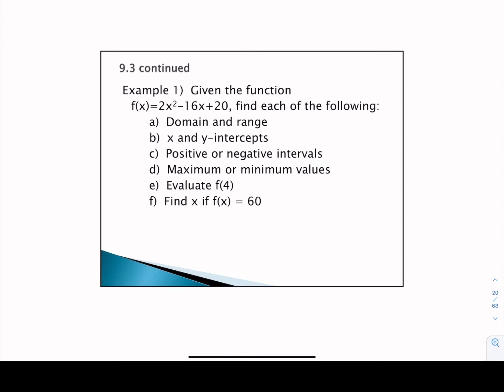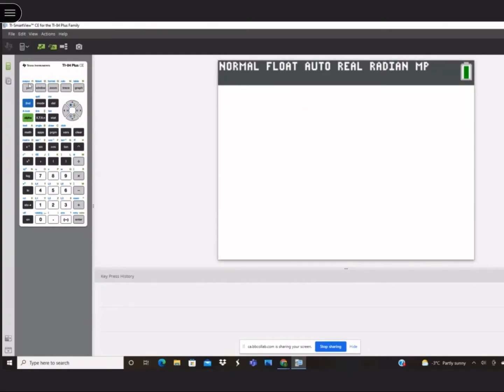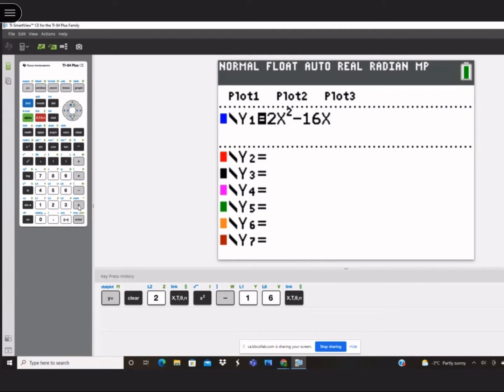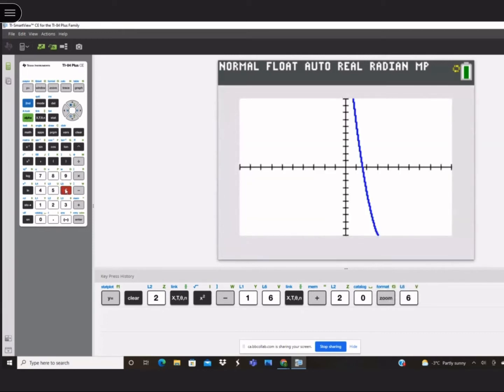Okay, so the function we want to graph is y equals, and I'm going to clear this old function out of here. So we've got y equals 2x squared, so 2x raised to the power of 2, and we've got minus 16 times x. So here's our minus 16x, and then we've got plus 20, so you're going to add 20 as your constant. So when we hit graph, I'm just going to make sure I'm in a standard window to start.